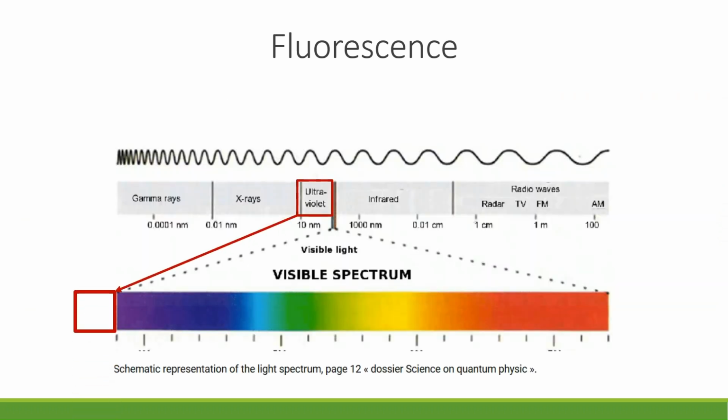Here we can see that ultraviolet light is a shorter wavelength, and when a fluorochrome that is sensitive to UV light is stimulated with it, then it will release one of these longer wavelengths of light. And we most commonly see this as a green light.